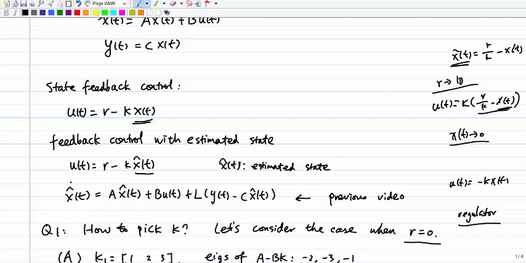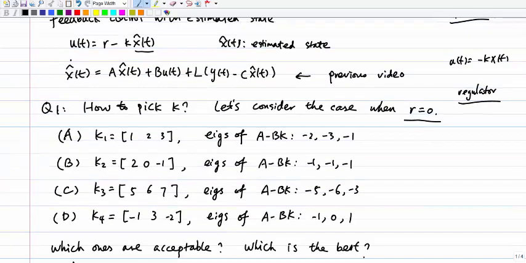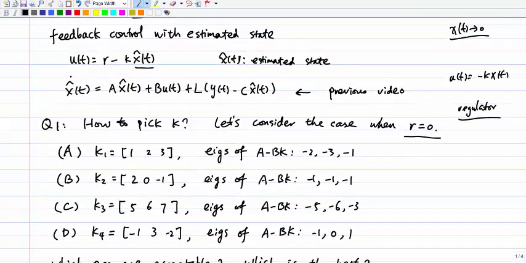For this case, let's take a few examples to see how I pick a K. Let's say I have 4 different options for K. Assuming the state space is three-dimensional, my K is also three-dimensional, like this. Let's say I select K to be 1, 2, 3, and by computation the eigenvalues of A minus BK are -2, -3, -1. This is the first option.